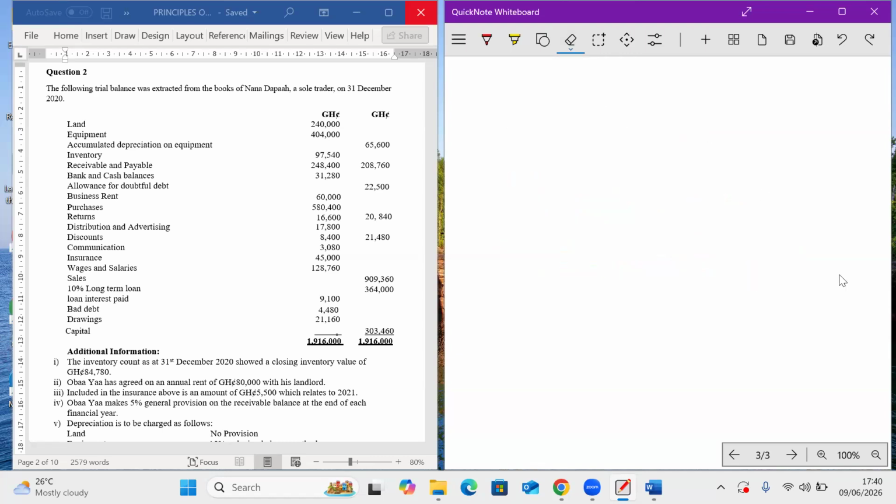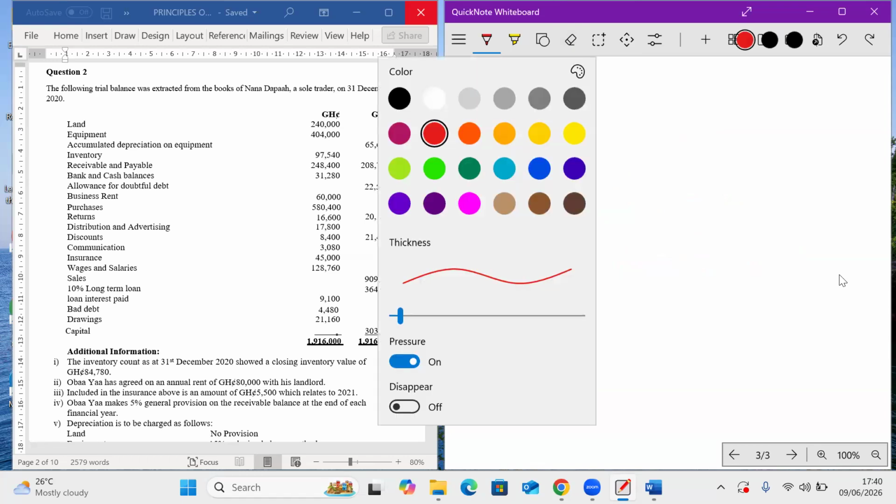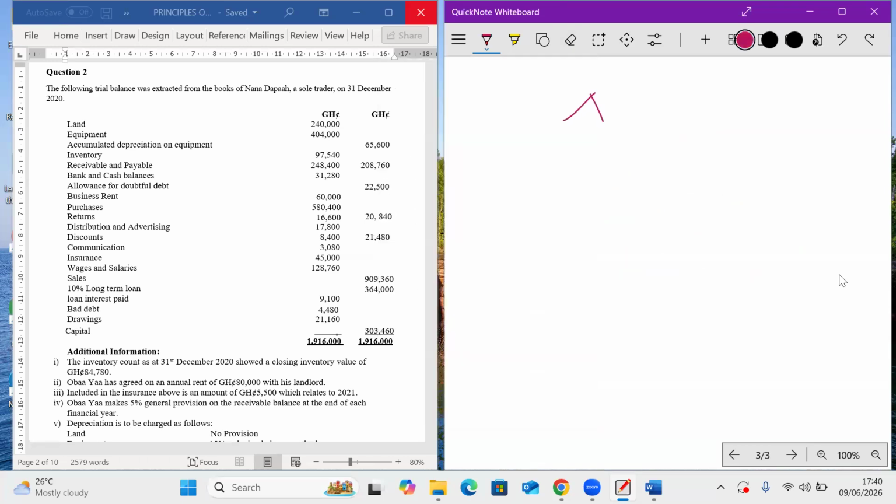Okay, so now, when we're doing correction of errors, I said Alice, right? You remember I said Alice? Yes. We are going to use Alice here. Alice stands for what? Assets, liability, income, capital, and expenses. And I said the first A and the last E, where are they written? On the debit side. So the first and the last are on the debit side. The middle three are on the credit side.